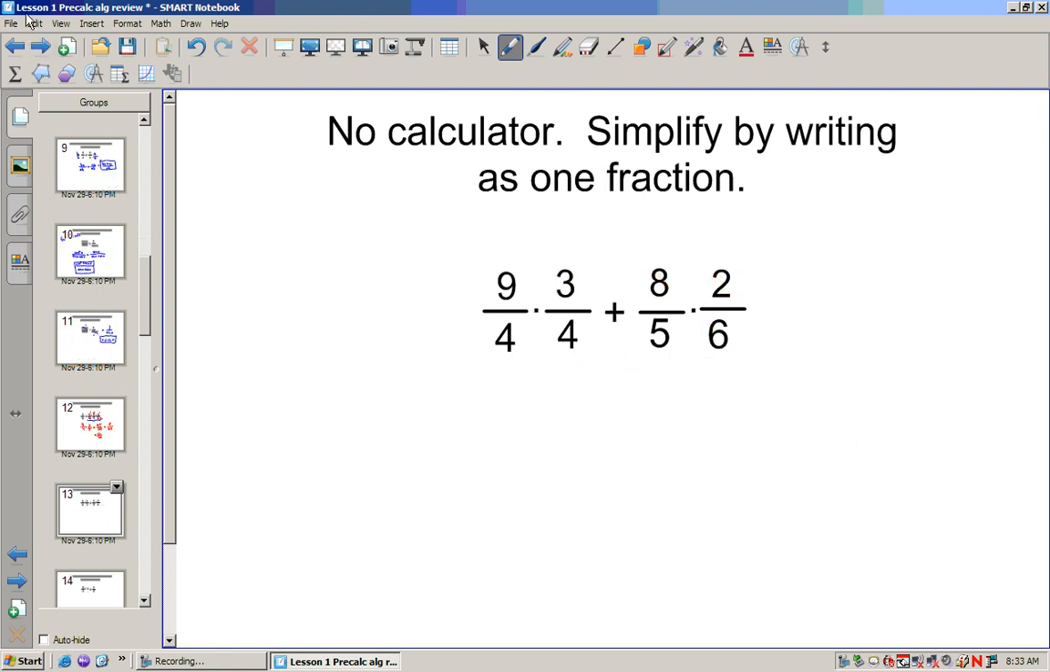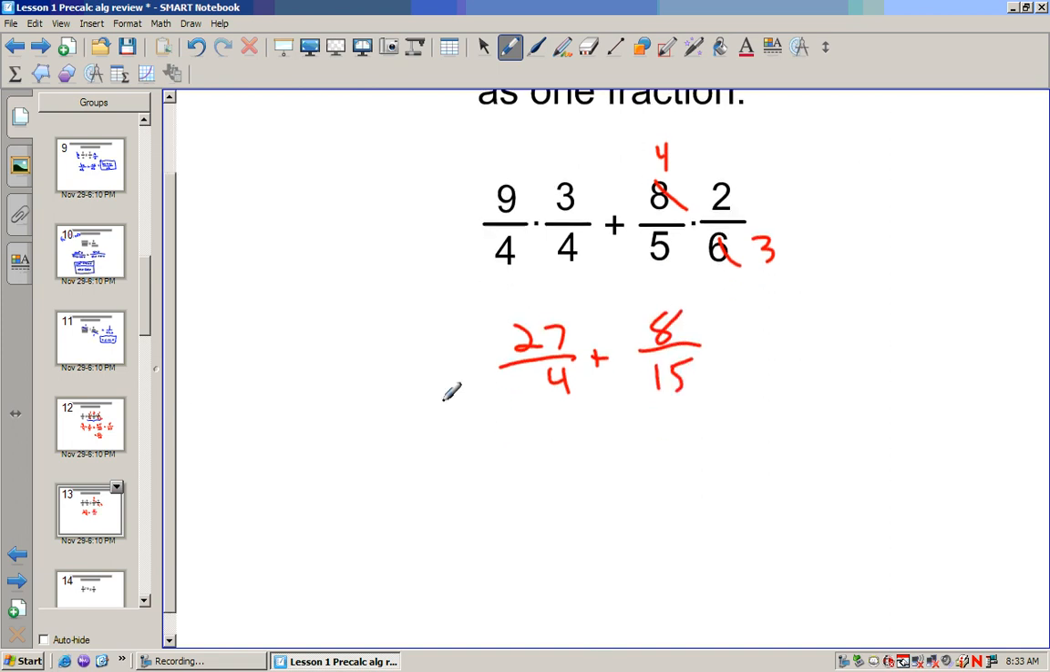Alright, try this one. Pause the video, see how you do. Alright, we need to multiply first, and nothing will divide out here, so this would just be 27/4. Over here, the 8 and the 6 will simplify to 4/3, and that looks like it's about it. So we have 8/15. Now to add these, we have a common denominator of 60.